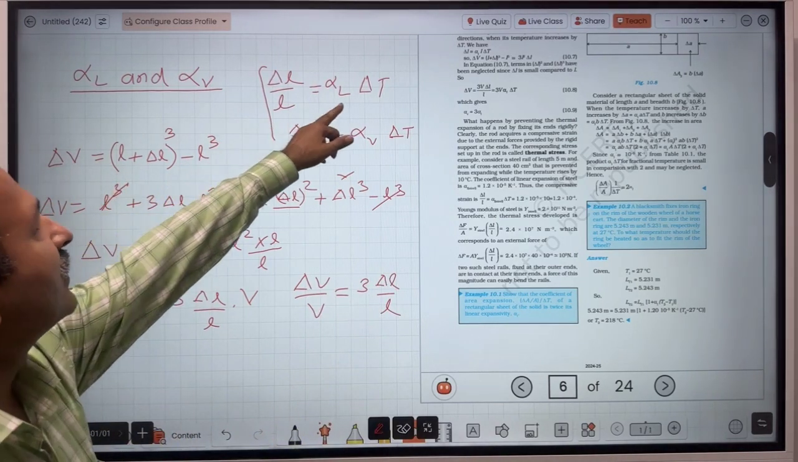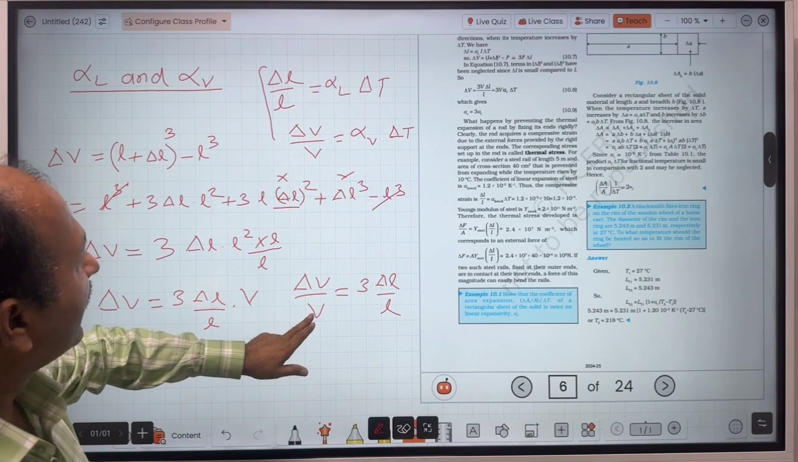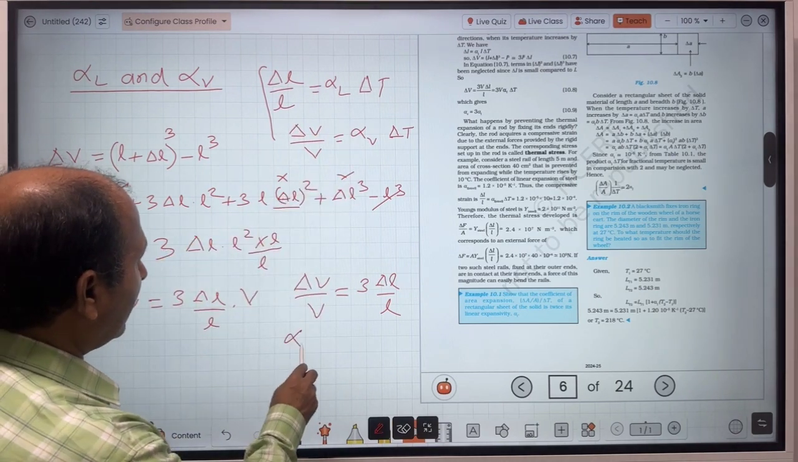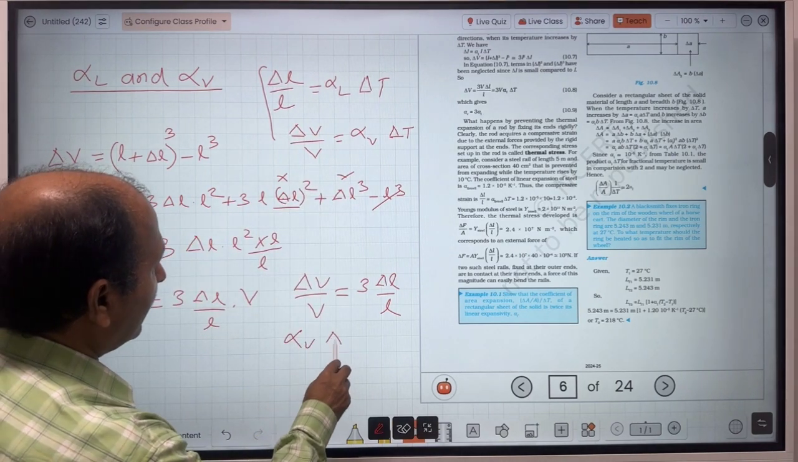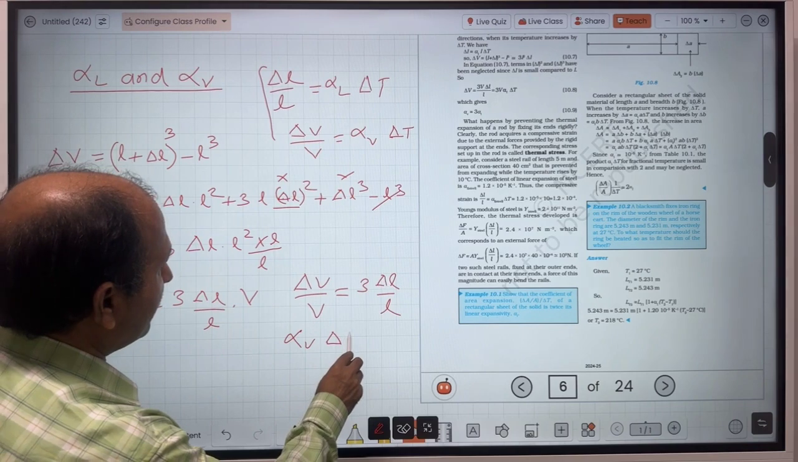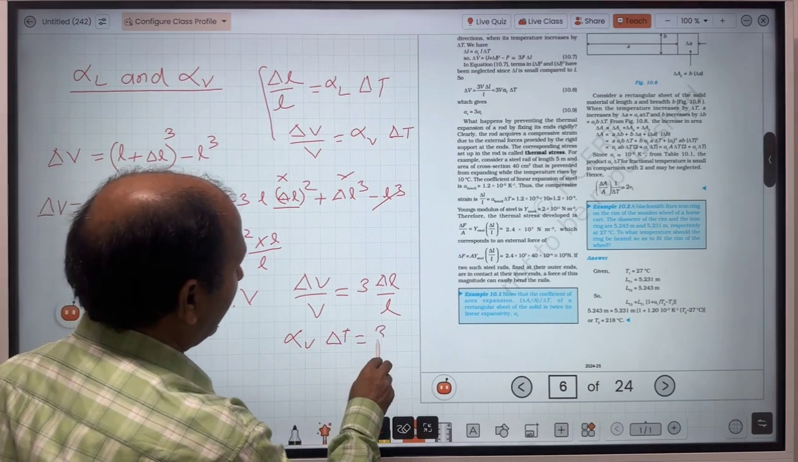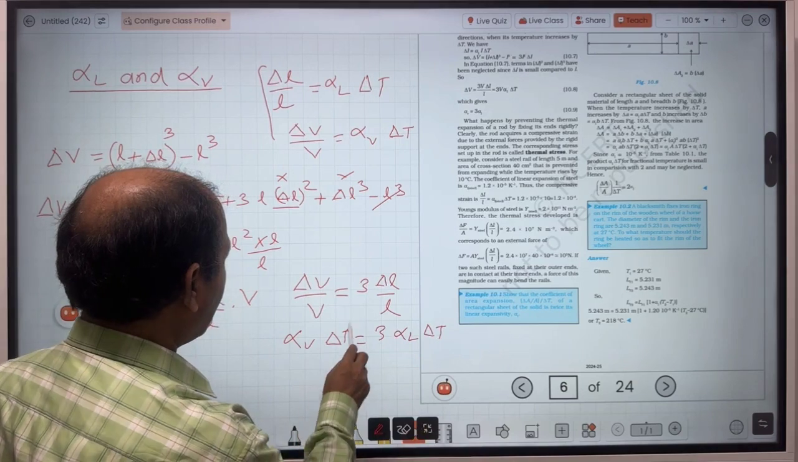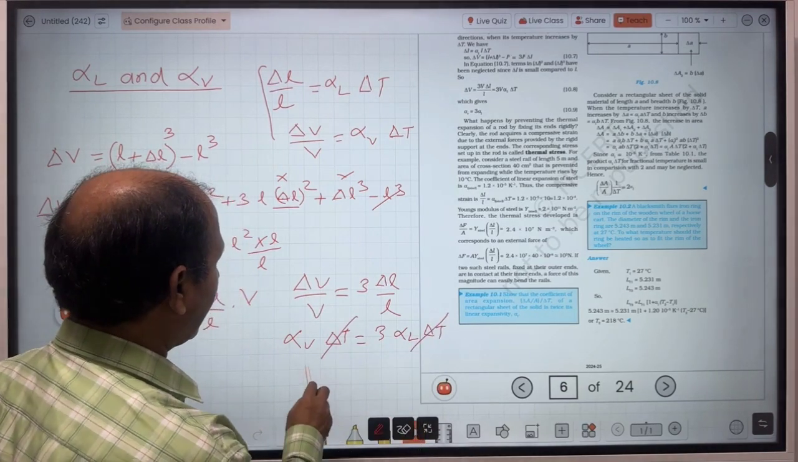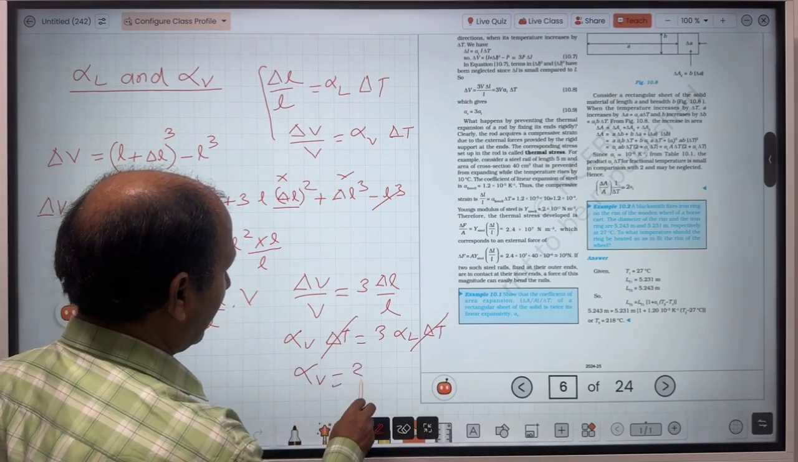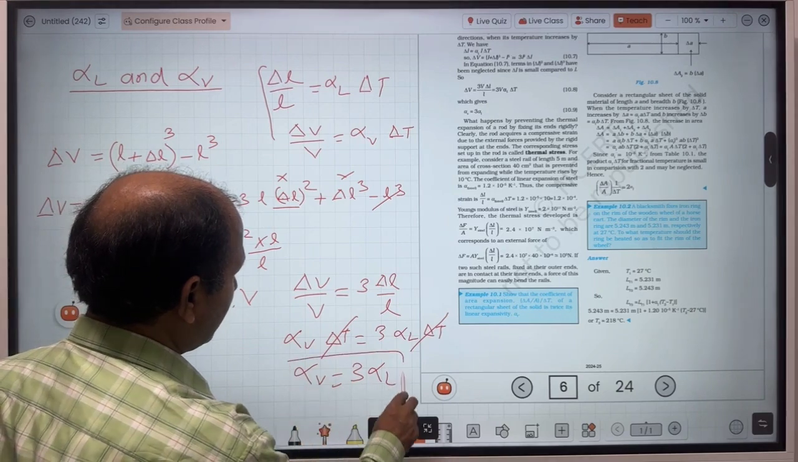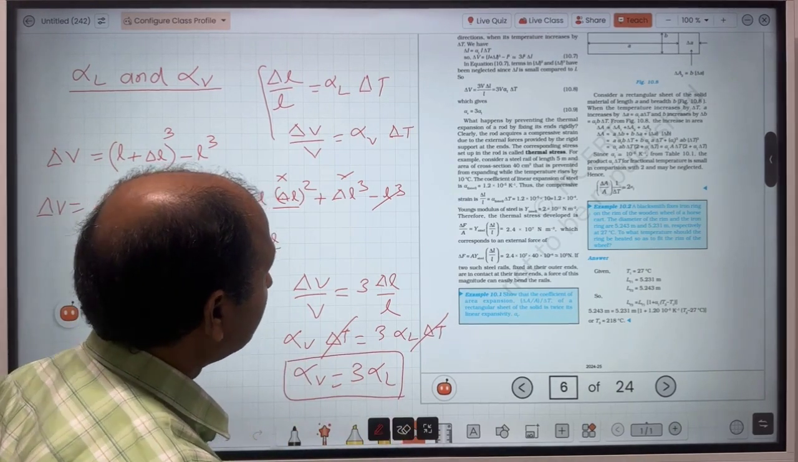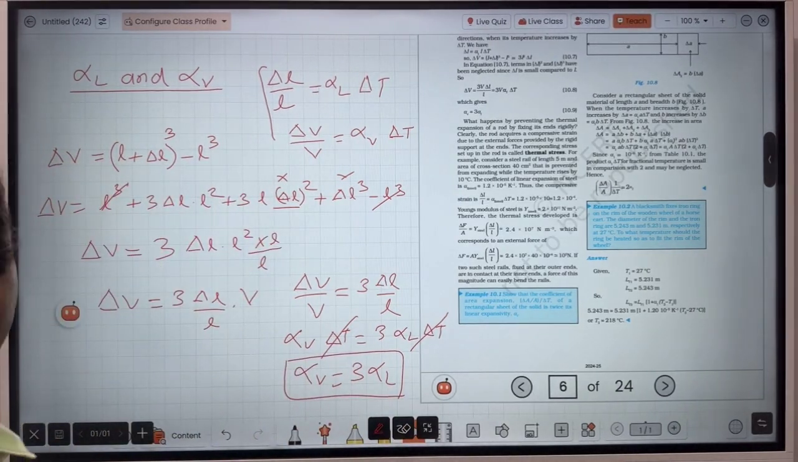Now we make use of these things. In place of delta V upon V, we write alpha V delta T, equal to 3 times alpha L delta T, right? So we will get alpha V equal to 3 times alpha L. So this is our required relation. I think you have understood.